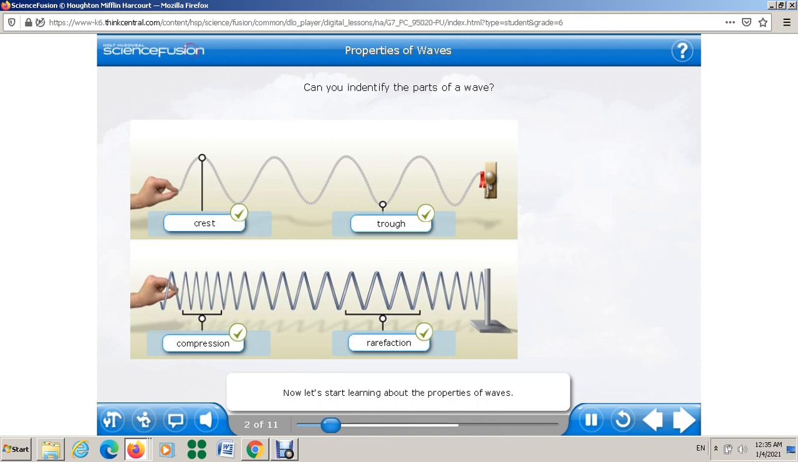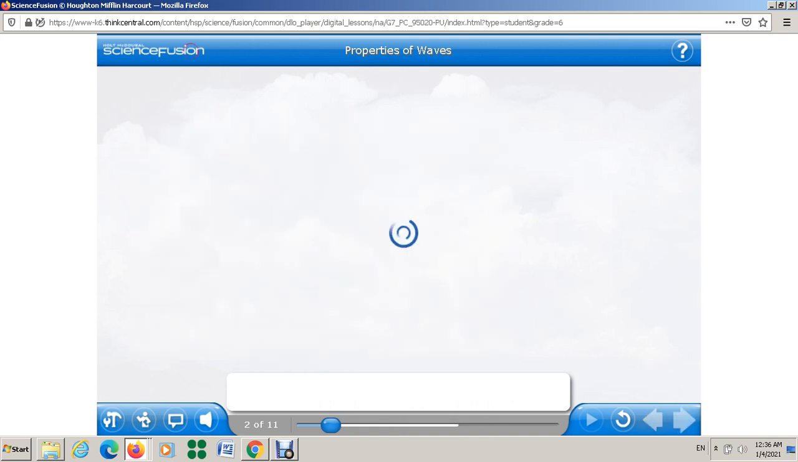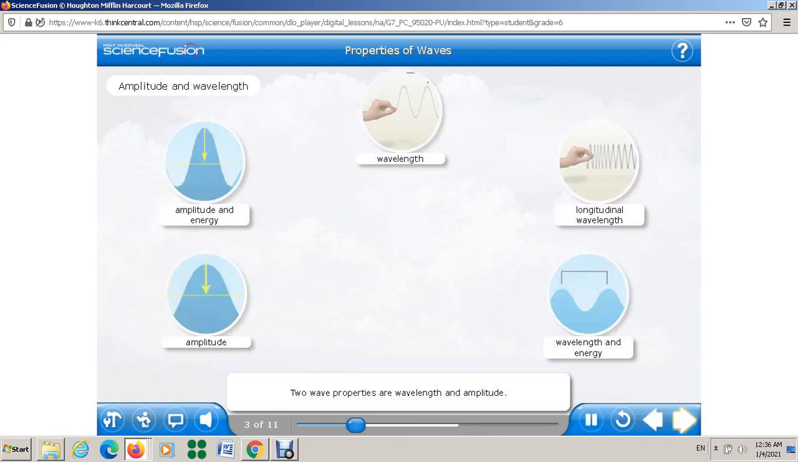Now we want to talk about the properties of waves and what are the properties that we use to describe the wave. The first one that we use to describe the wave is called what? The amplitude. Let's look at it to understand what the amplitude is first. Two wave properties are wavelength and amplitude. Wavelength and amplitude depend on the energy of the wave. To find out more, click a picture.